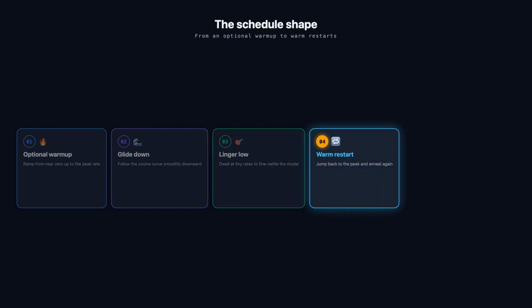Optionally, you can restart. Jump the rate back up to the peak and anneal down again. Each restart lets the optimizer escape its current basin and explore a fresh region, and saving the model right before each jump gives you a free ensemble of diverse snapshots.